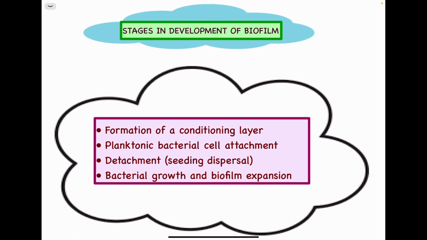So now what is a planktonic bacteria? Basically these are free floating microorganisms that live suspended in an aquatic environment, right, or in an aqueous solution. As we have studied previously, this biofilm is basically an aqueous solution, right? So these bacteria are freely suspended within the aqueous solution of the biofilm. The third stage is the stage of detachment, also known as the seed dispersal stage. And the last one is bacterial growth and expansion of the biofilm.